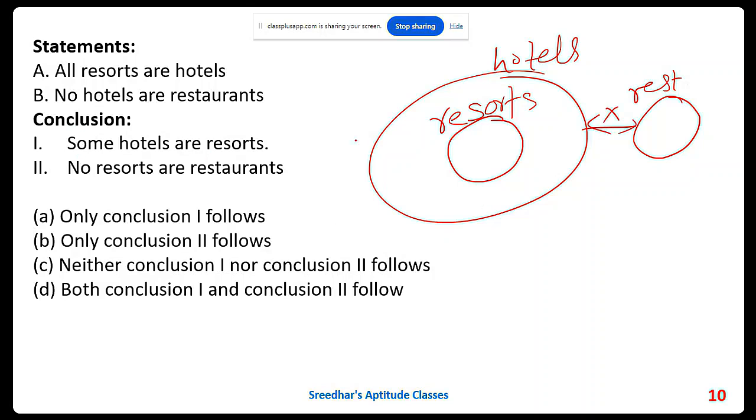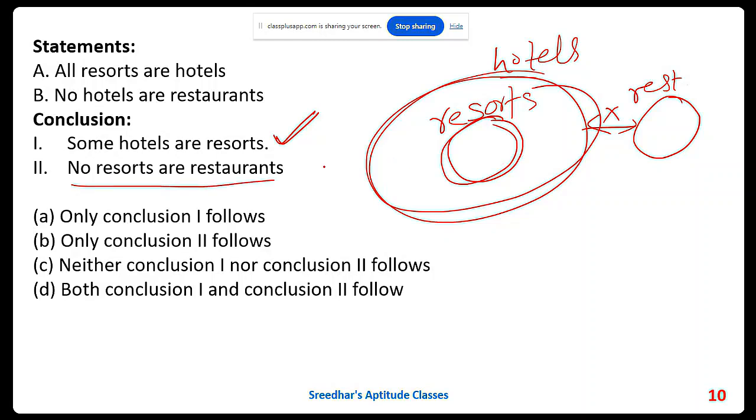Now, first conclusion: some hotels are resorts, of course, true. Because as resorts are part of hotels, obviously some hotels are resorts. First one is absolutely true. Second, no resorts are restaurants. Yes, this is negative and this has become true. No resorts are restaurants is absolutely true.